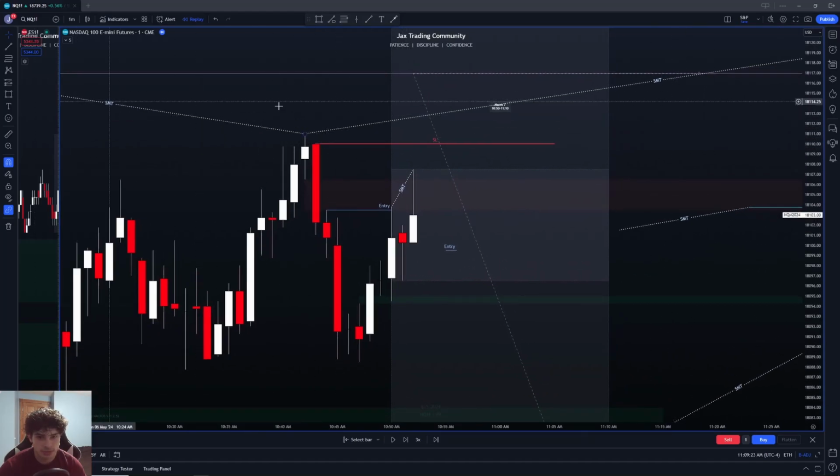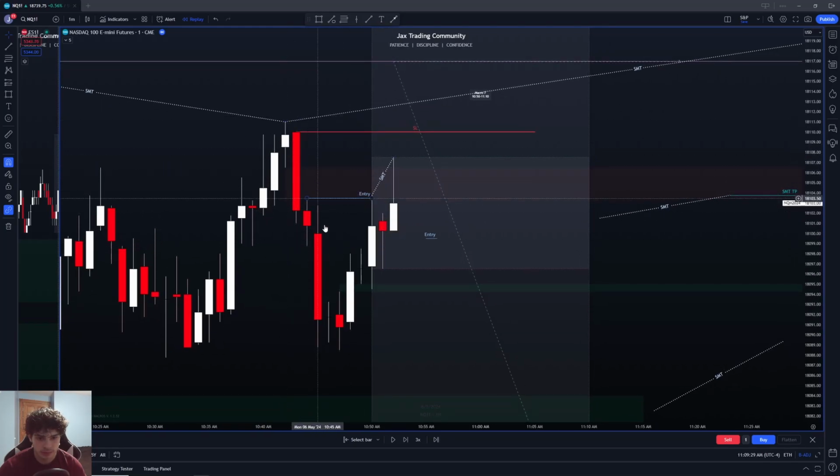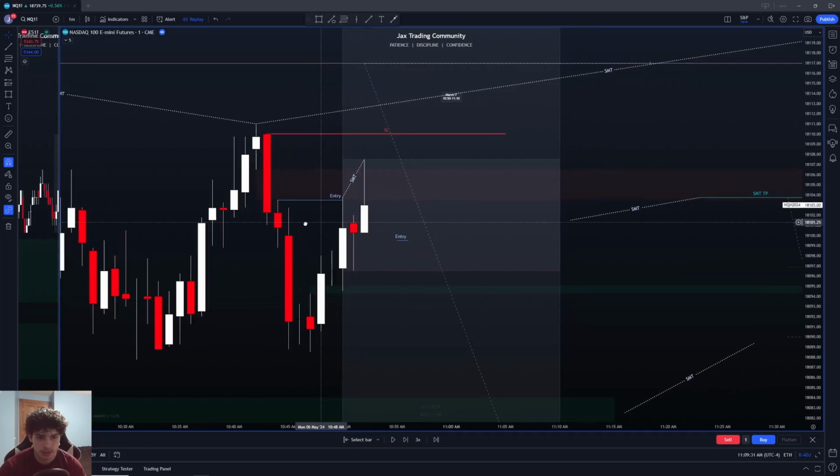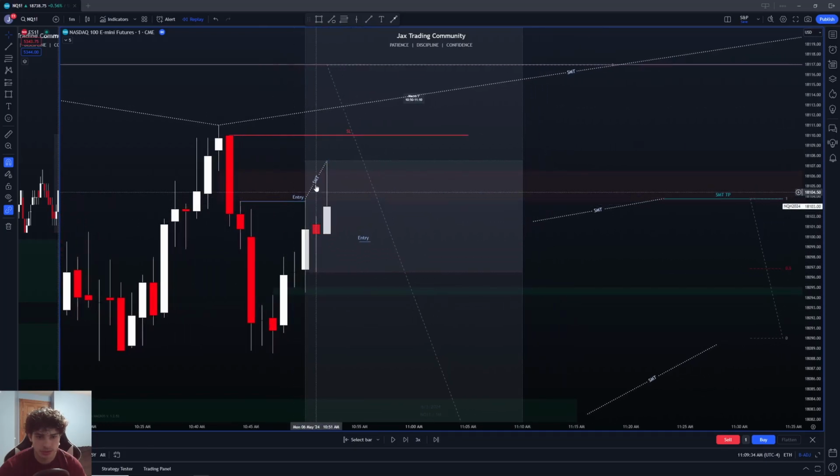We have this SMT, so we can take an entry in this fair value gap, right? And this fair value gap is also in a premium of this range. After you take this entry and put your stop above the fair value gap, or above the candle, or at the candle of the fair value gap. You could also put it at this high, whatever you're comfortable with risking.